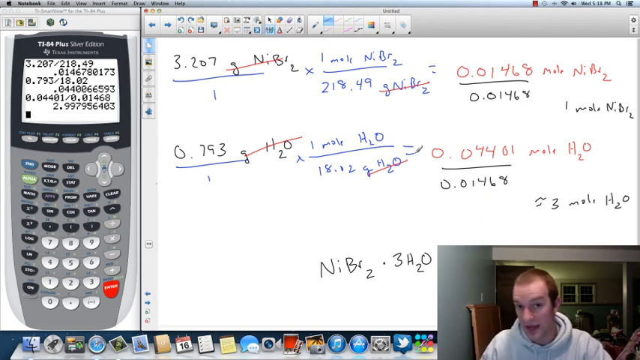So now the key here for your experiment is you need to try to figure out what's the empirical formula of a hydrated compound. I'm going to tell you what the salt is. I'm going to tell you it's a hydrated compound. You're going to be responsible for figuring out what is the empirical formula that exists. And then what you're going to do is you're going to compare that to the known value.